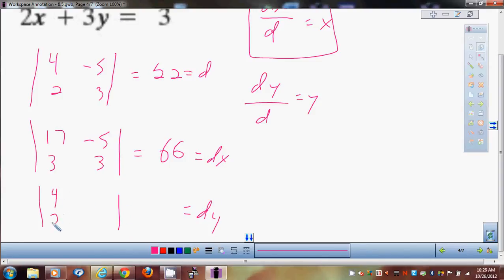So the x column is going to stay put, but you're going to take out the y's and plug in the answers. 17, 3. 6 minus 34. Is that negative 28 or something? Thank you. Negative 22. So we're pretty much done. What's my x going to be? It's going to be 66 over 22, 3. And my y is going to be negative 22 over positive 22. And there's your solution. That's Cramer's rule.